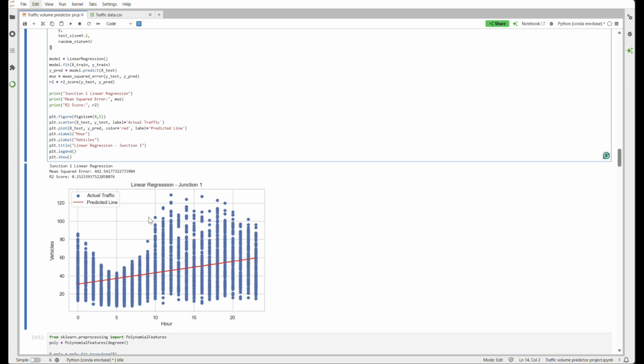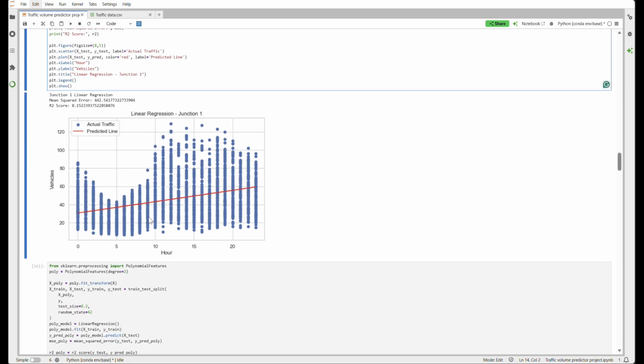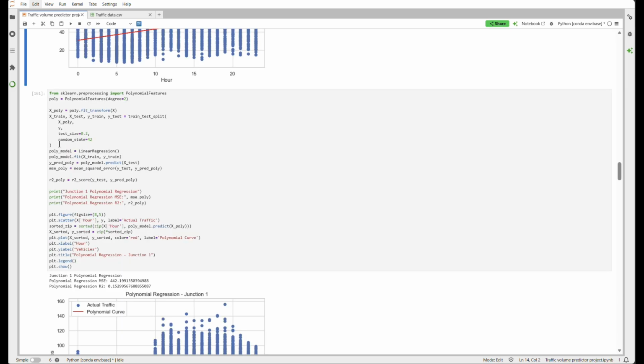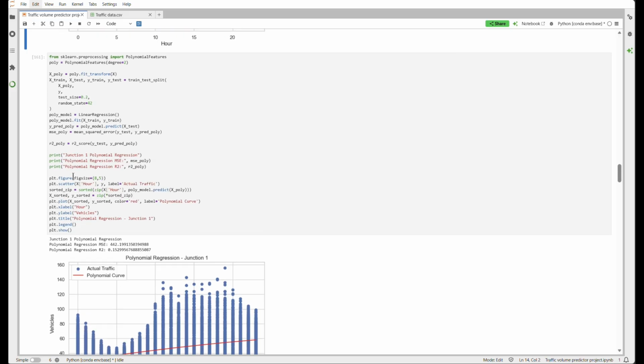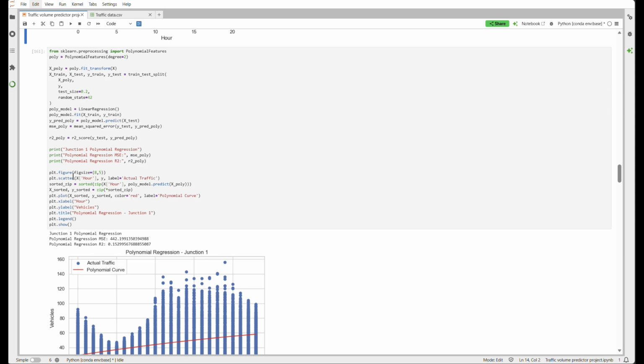After testing linear regression, I created polynomial regression models for each junction, which is shown here. Polynomial regression is similar to linear regression, but instead of using a straight line relationship, it allows a prediction curve to bend and capture nonlinear patterns in the data. This is important because road traffic behavior changes throughout the day in curved patterns.